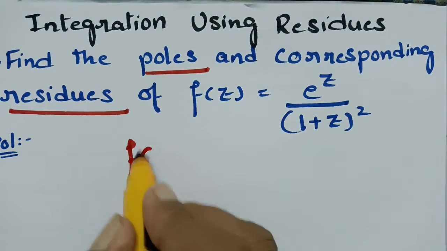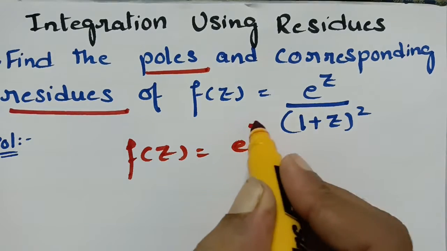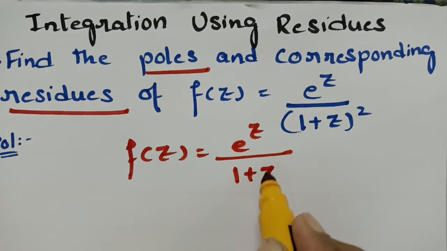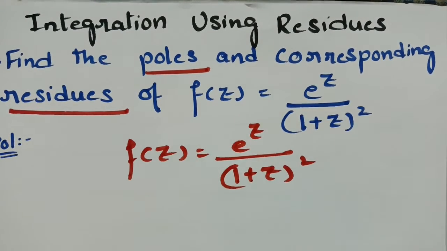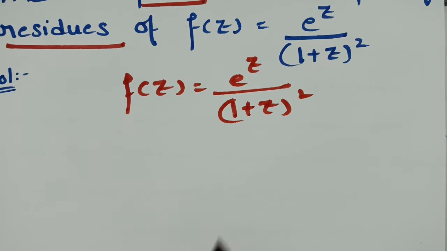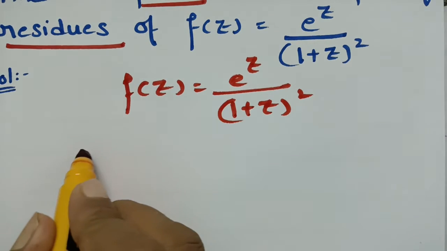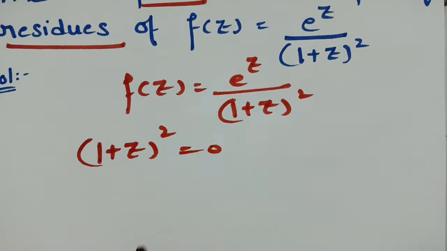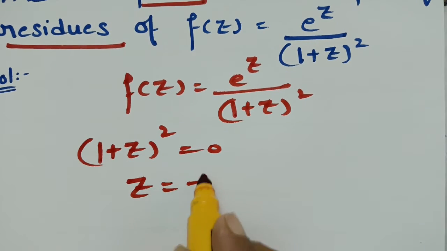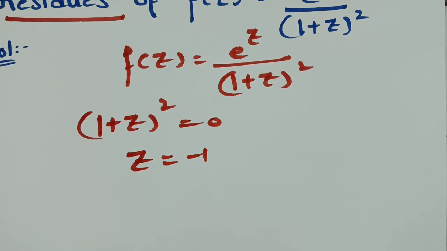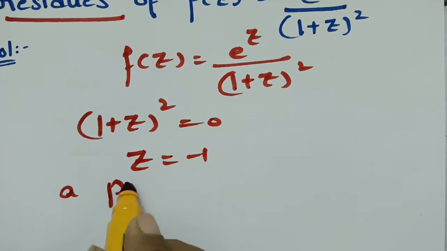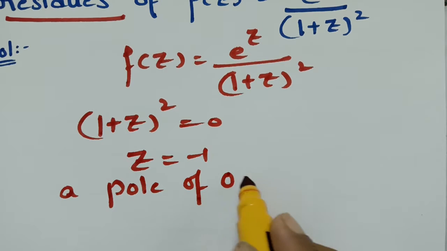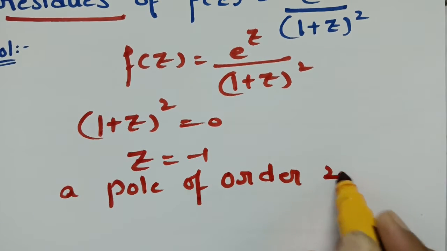See here clearly from the question, f of z is given as e power z by 1 plus z whole square. So in order to find the poles, what we have to do? We have to equate the denominator to 0. So if I equate this denominator to 0, z value is clearly minus 1. So z is equal to minus 1 is a pole of order 2.